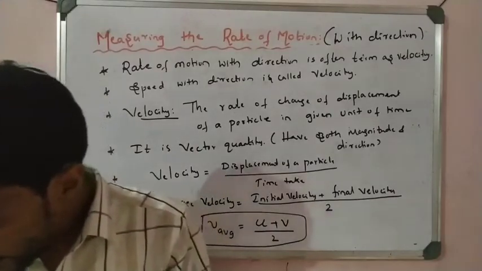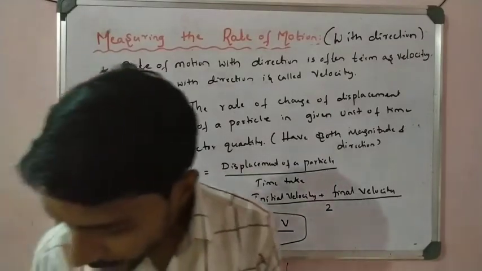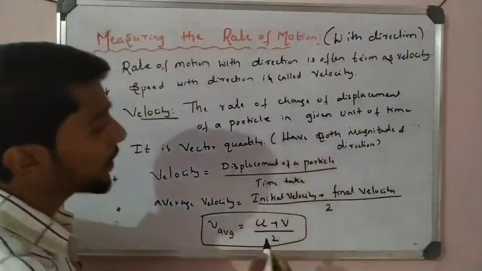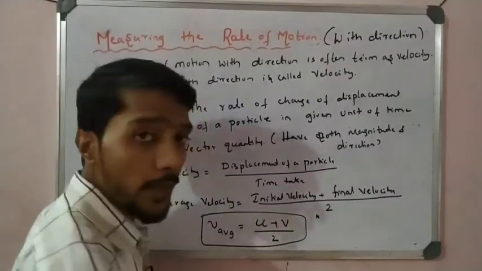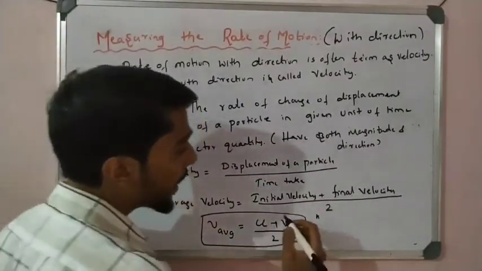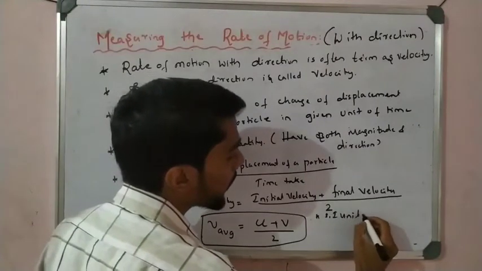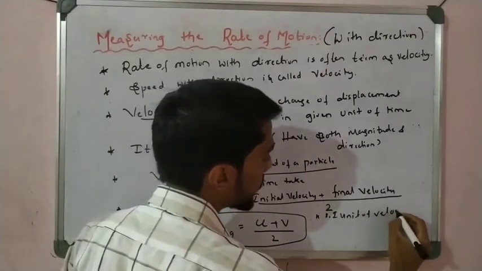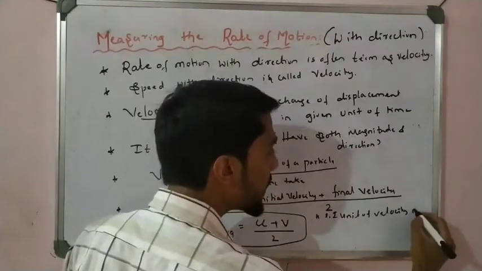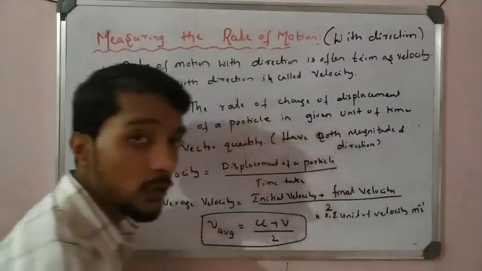That is called the average velocity. Now, the SI unit of velocity is the same as for speed, meter per second. There is no change.